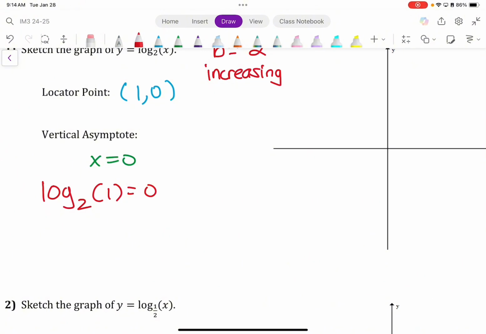Okay, so this gives you the point 0, 1. Sorry. Oh, yeah. It's Jason's song right there.